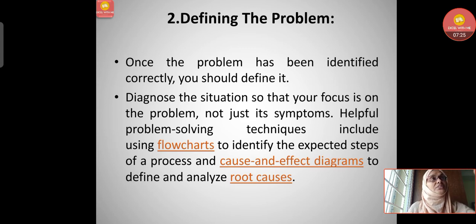Why? What steps could be involved in the problem solving? It will give the idea if you have the flow chart. And then cause and effect diagrams to define and analyze what are the root causes of this problem.